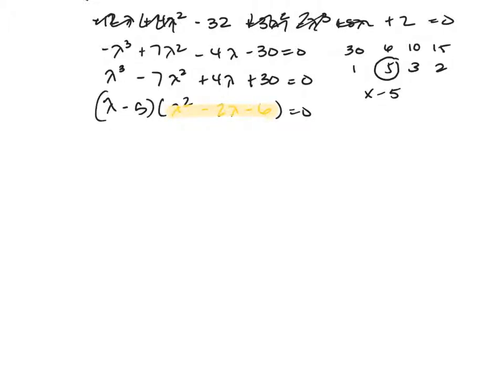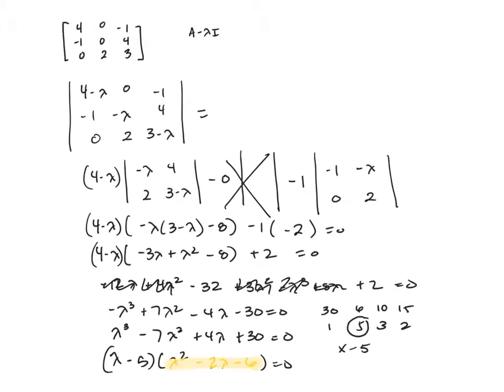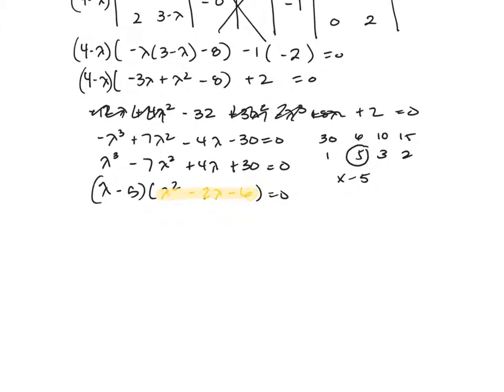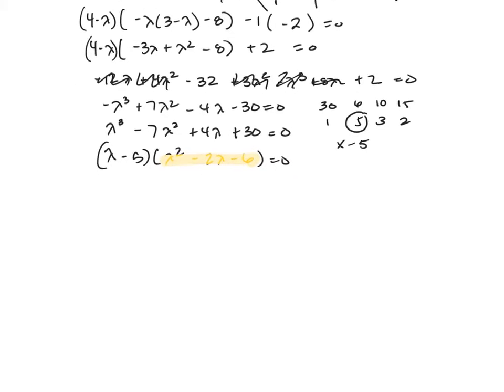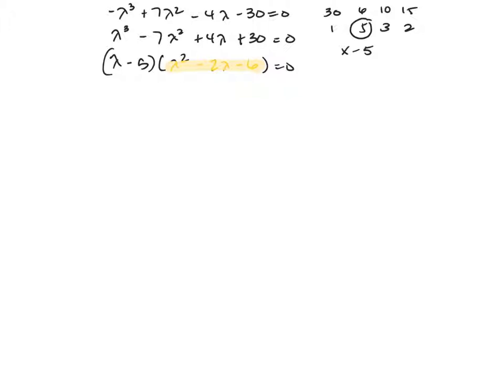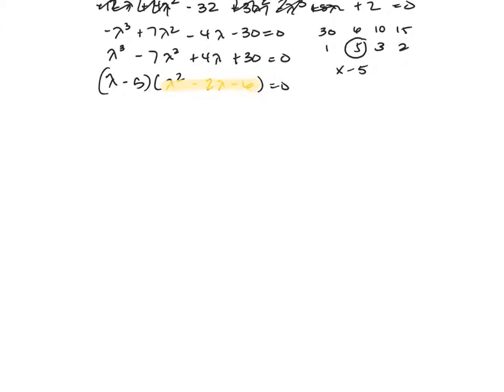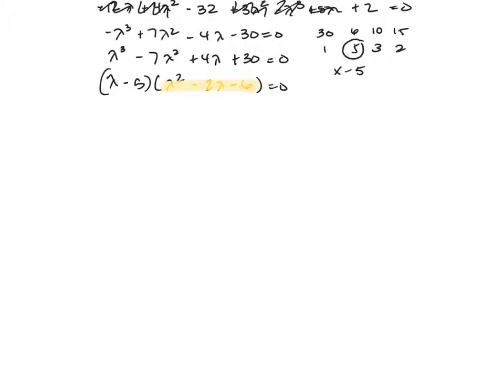I kind of like this problem because even though it's a little bit more challenging than what I put on a test, it kind of exposes all the things. You go about solving the characteristic equation in that manner, and then you create the characteristic polynomial. And I'm left with lambda minus 5 times this lambda squared minus 2 lambda minus 6. So one eigenvalue is definitely lambda equals 5.